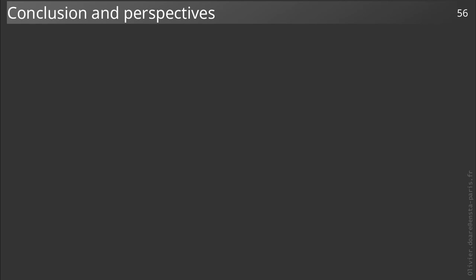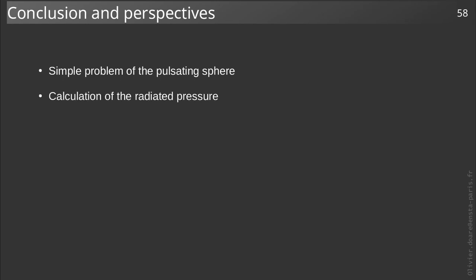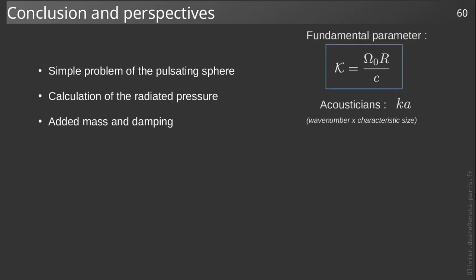This brings us to the conclusion of the last video in our series on oscillations of structure in the fluid at rest. We have demonstrated vibroacoustics concepts and phenomena on the simple problem of the pulsating sphere. The acoustic radiation has been calculated. We have highlighted an added mass and damping. The fundamental parameter that quantifies these quantities is the compressibility parameter.